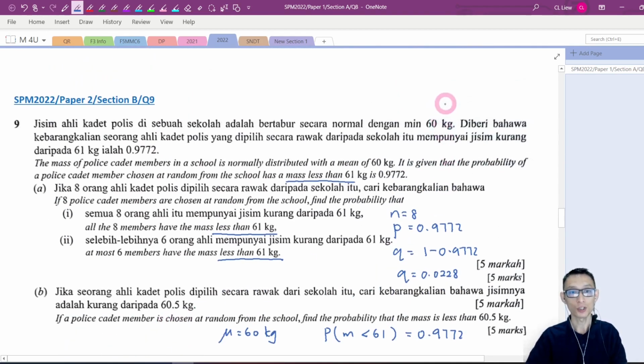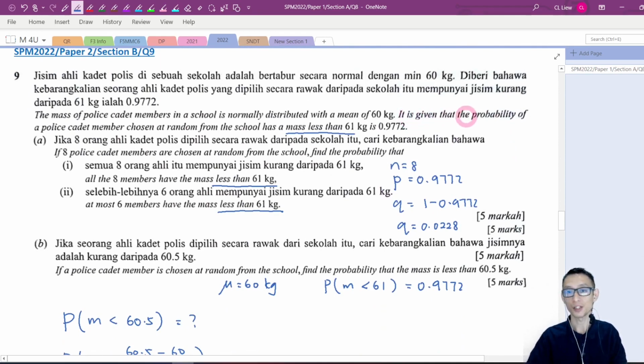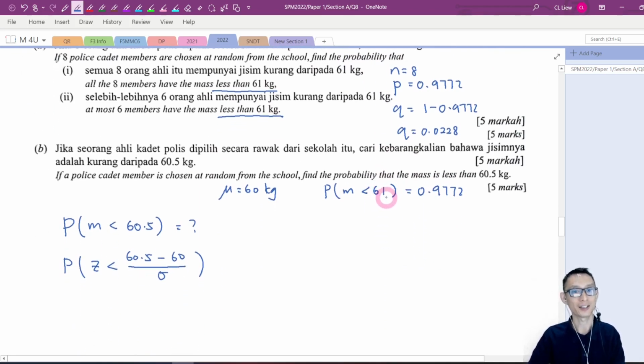Now go back to the question. It is given that the probability of a police cadet member chosen at random from the school has a mass less than 61 kilogram is this one. So here we can actually use it to help us get the standard deviation. Now I convert it to Z value. It will become 61 minus mean divided by the standard deviation is equal to this, right? Okay, so this is equal to 1.